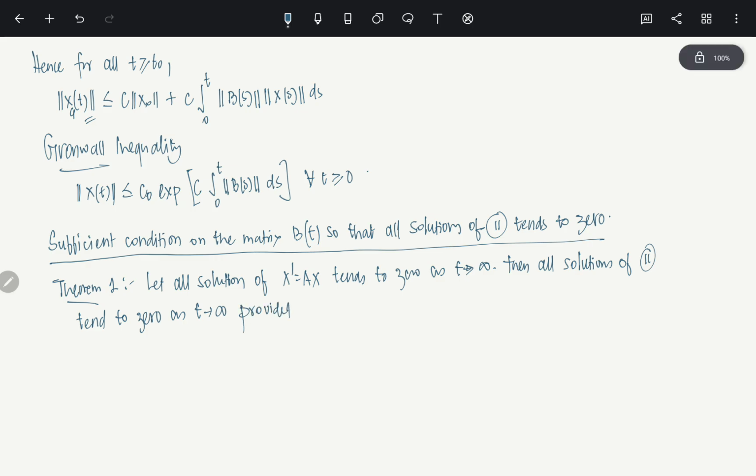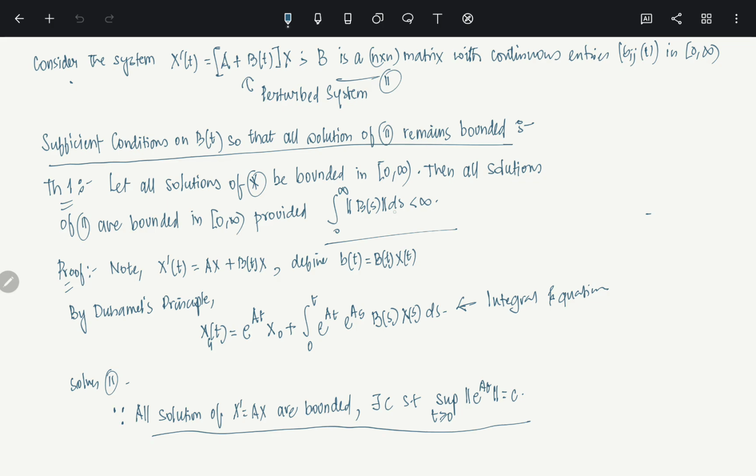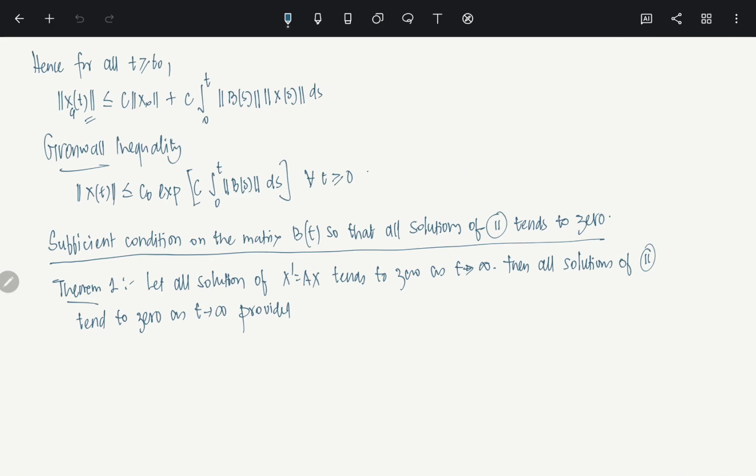See, initially what did we need? We needed the integral of b of s to be finite. Now we need b of t to go to 0 as t goes to infinity. Is this okay? This is very intuitive, right? It should happen. But intuition is fine, you still have to prove it. From the earlier theorem, it is very intuitive. So let's look at the proof.